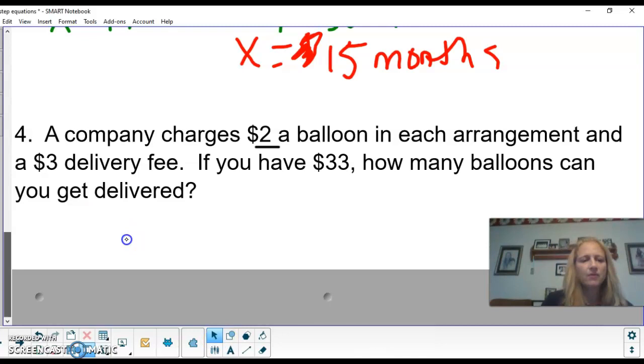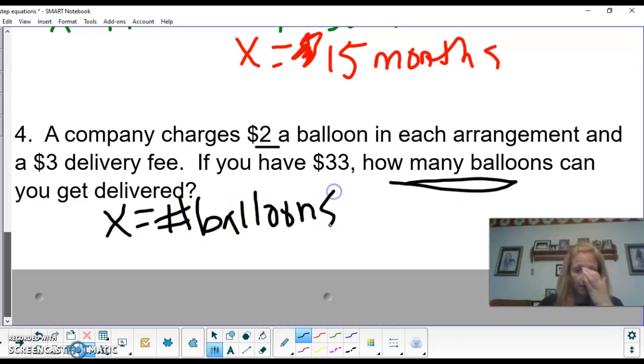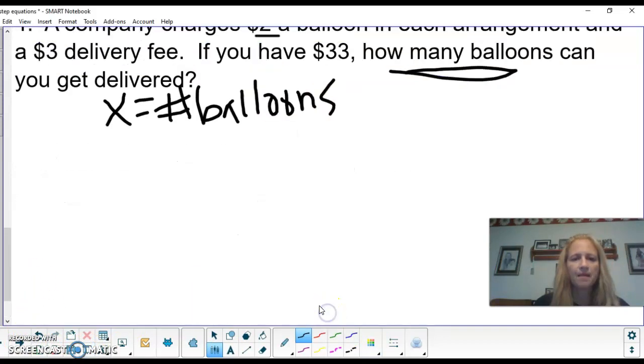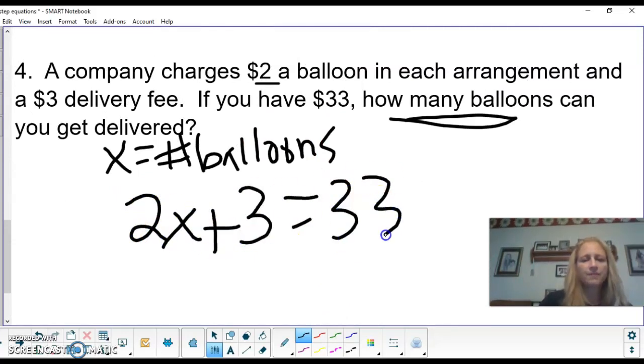What are we going to let x equal? Yes, x equals the number of balloons. All right, so now you have to set up an equation. And that equation should be 2x plus 3 equals 33. All right, so the last thing you're going to do is solve that problem. And then you are going to go on and you have a homework assignment.